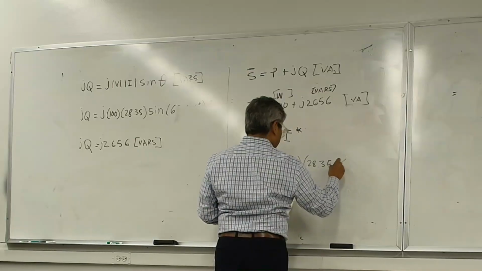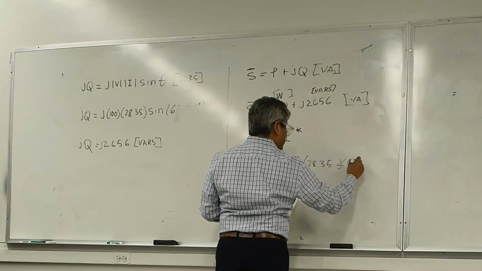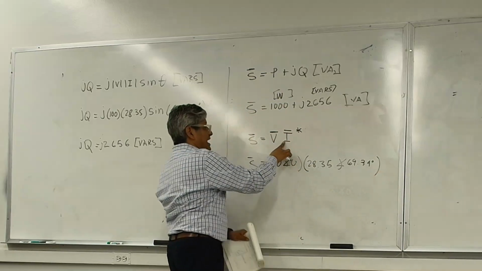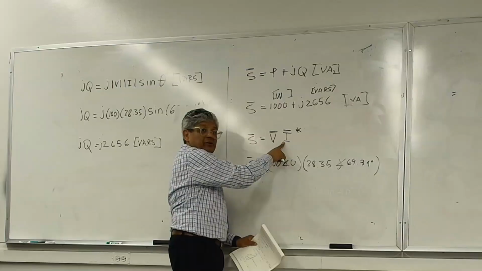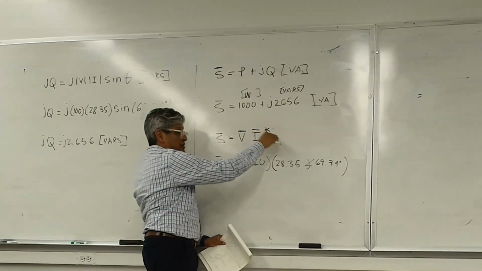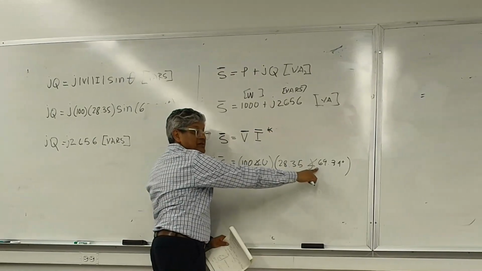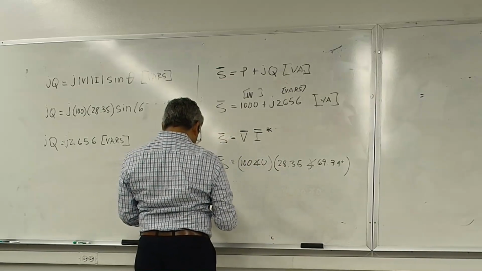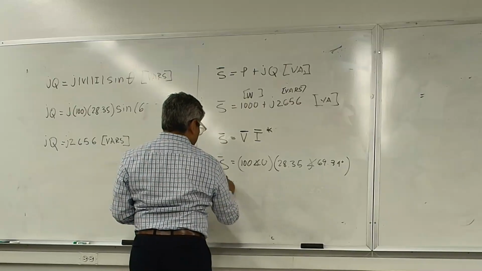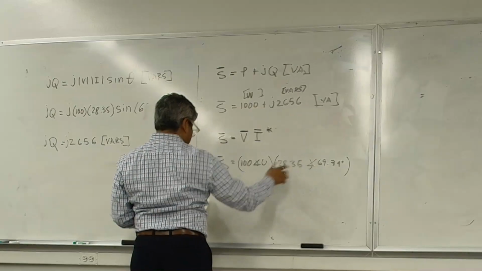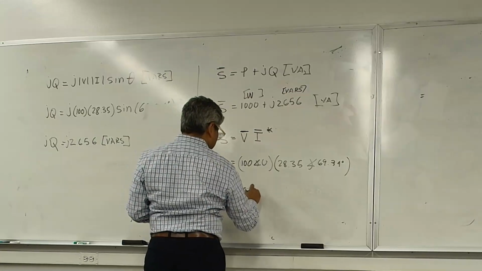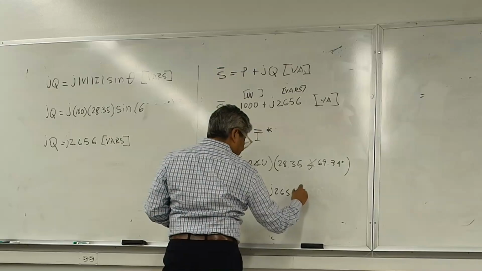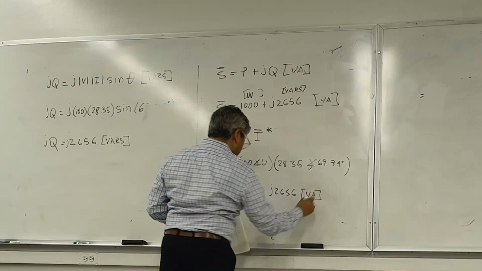28.35 angle of 69.34 degrees. Yes, because remember, the angle of the current was negative, because it was lagging. But if I take the conjugate, that automatically becomes positive. So if you multiply these two values, you get the same thing. You can write it in polar form if you want. I'm just going to write it in rectangular form. I did it on my calculator, and I get the same thing, 1,000 plus j2656. This is in volt-amperes.